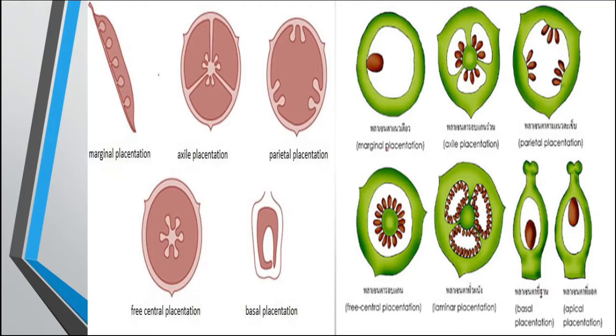Here also marginal, this is axile, this is parietal, this is free central. Here different compartments are there, this is basal. So these are different types of placentation.